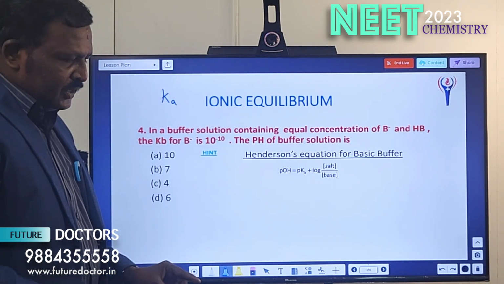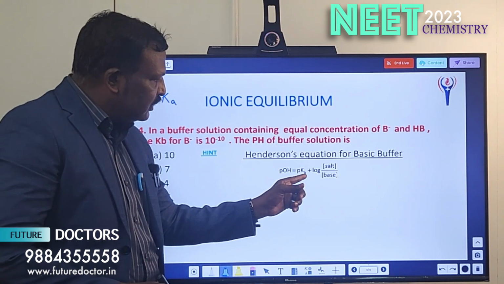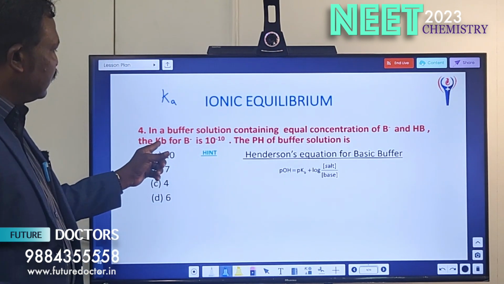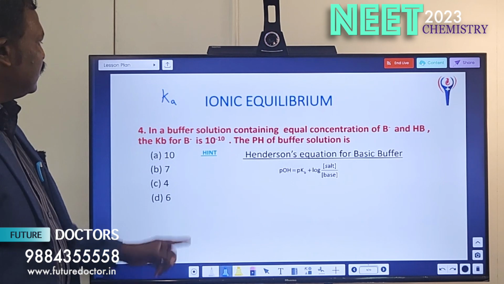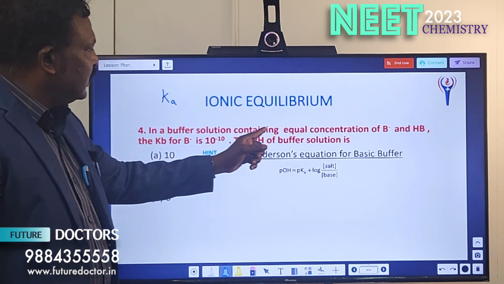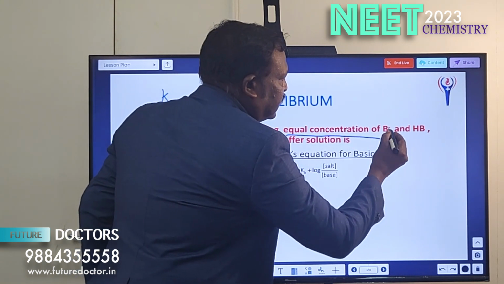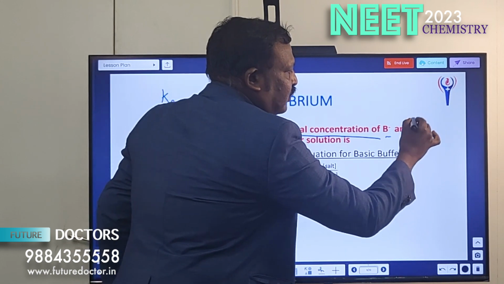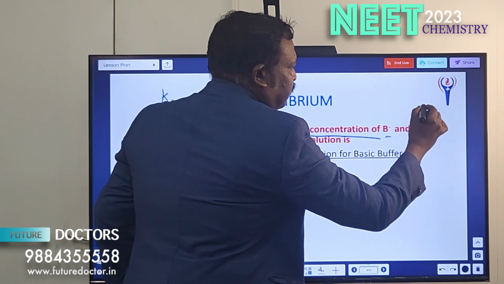Suppose it is an acidic buffer, then pH is equal to pKa plus log of salt by acid. Here B is given, then only I use the basic buffer formula. Understood? See, in a buffer solution containing equal concentrations of B minus and HB, this HB represents the base, okay, this is the weak base.